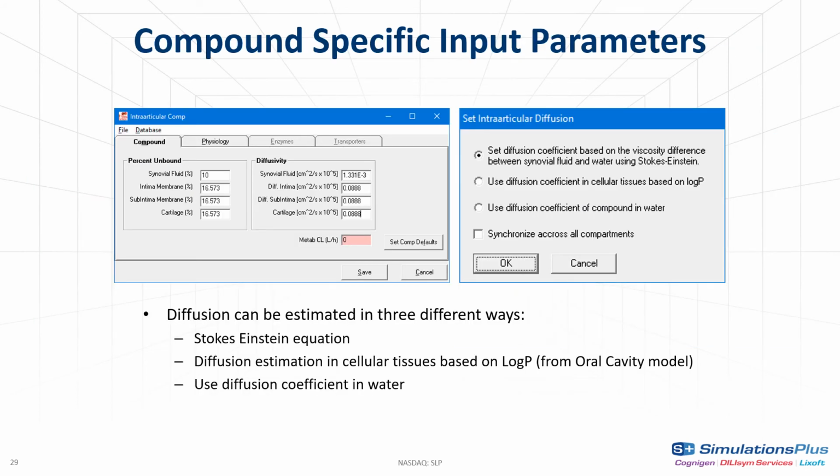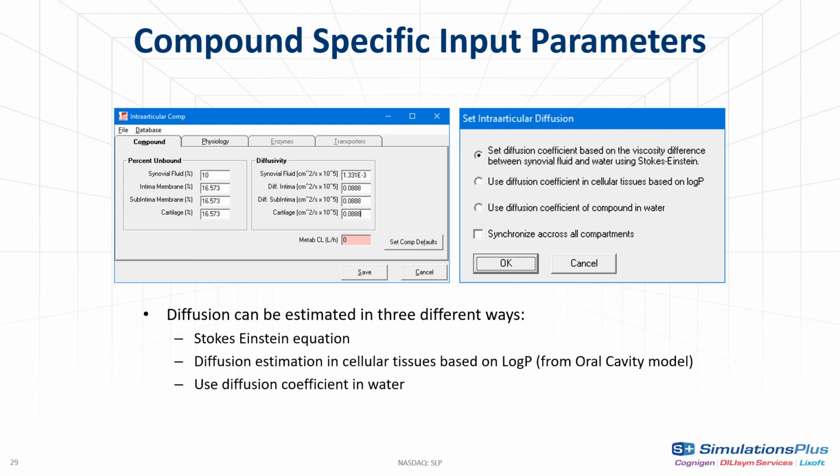I won't go into too much detail about the input parameters, but one important aspect that we need to think about when we're modeling the intra-articular injections is correctly modeling the diffusion processes. Currently, we allow the user to estimate the diffusion coefficients in 3 different ways. Using the Stokes-Einstein equation, using a diffusion estimate in cellular tissues that we previously developed for the oral cavity model based on log P.